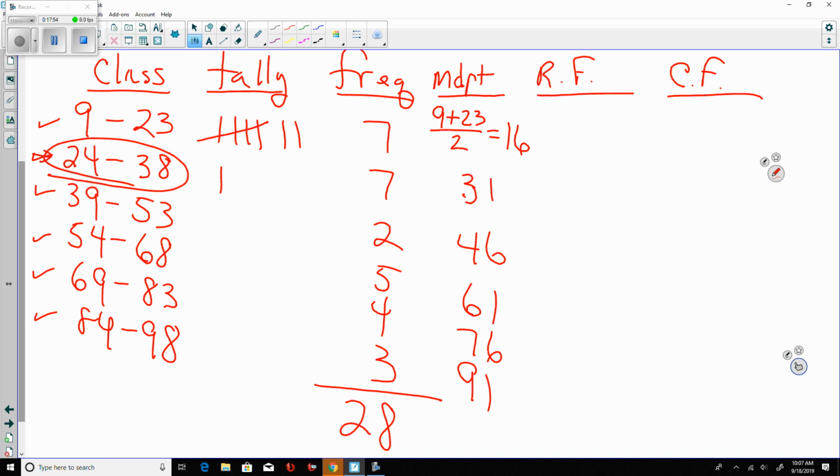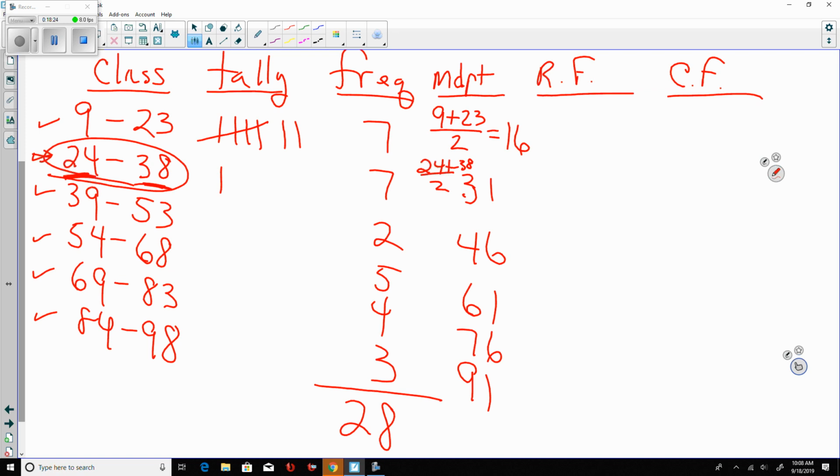So all you do is just each individual. Like this second one would be 24 plus 38 divided by 2. See how I'm taking the lower class and the upper class limit, adding them together. And then you would do it for each one, 39 plus 53 divided by 2.